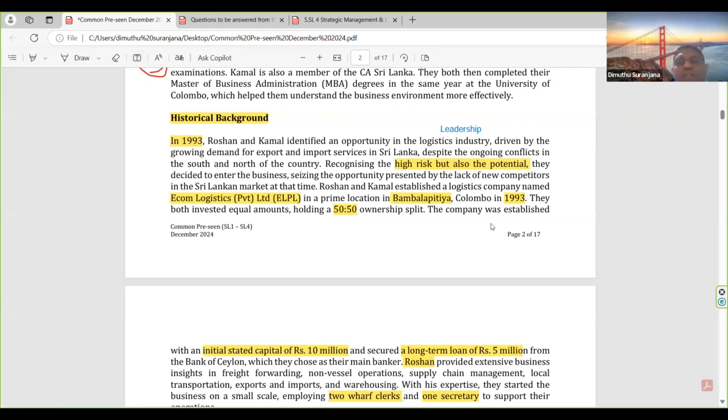Roshan and Kamal established a logistic company, we formed Logistic Private Limited (EPL), in a prime location in Bambalapitiya, Colombo in 1993. They both invested an equal amount, holding a 50-50 ownership split. The company was established with an initial stated capital of 10 million and a secured long-term loan of 5 million from the Bank of Ceylon. So they started the business by investing 10 million, plus they obtained a loan of 5 million from Bank of Ceylon.